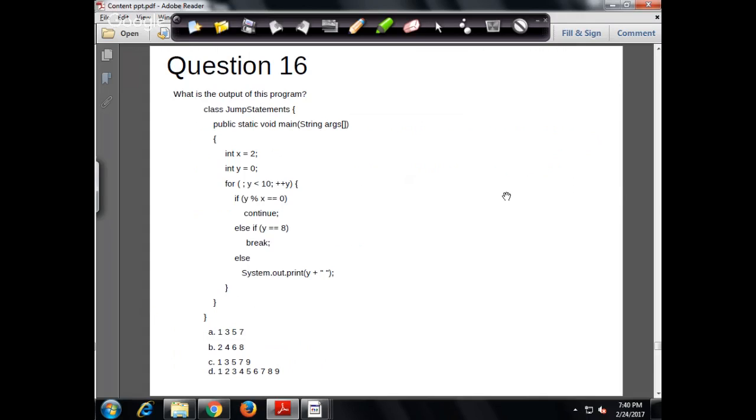So guys, do I have some answer for question number 16, or is it too tough for everyone? The question is indeed very challenging. You have to think like a computer here.